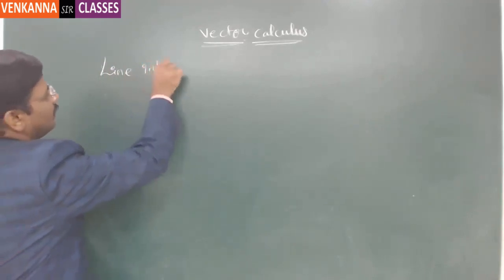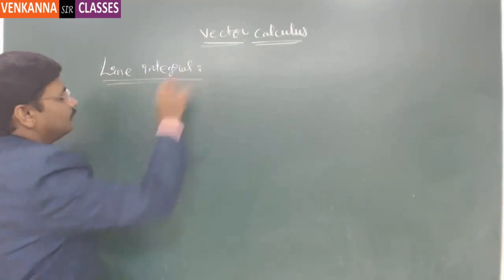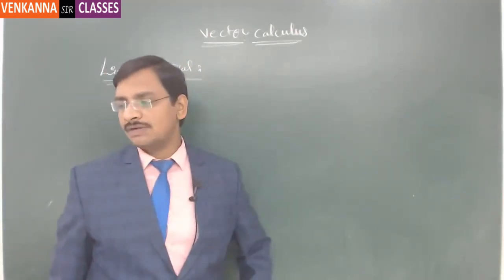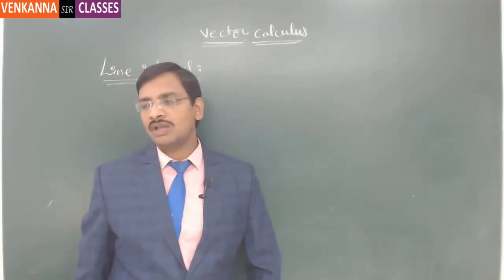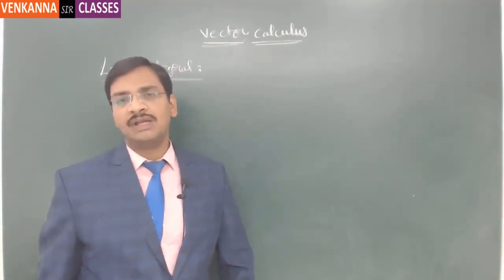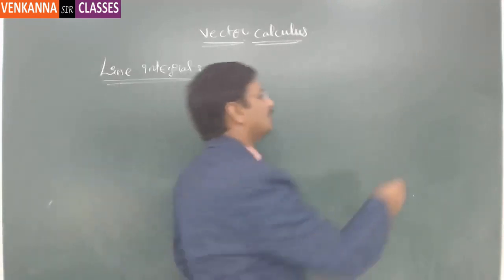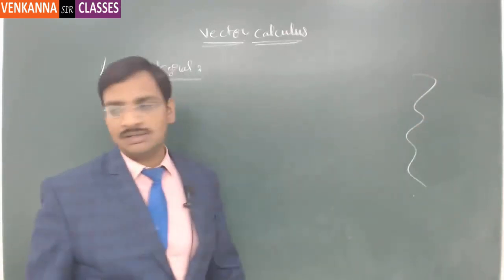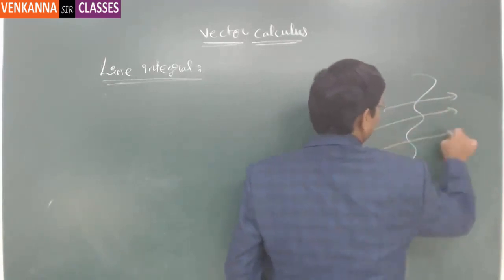So a line integral, you can think of a simple application: if you want to find out the potential in the presence of an electric field, you will find it by calculating the work done in moving a particle in a specific direction. When you want to calculate that work done, suppose this is the path of travel of the particle under the presence of the electric field like this.